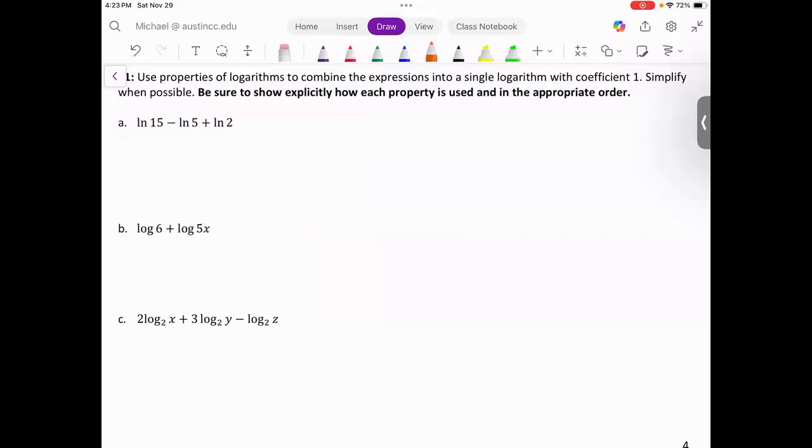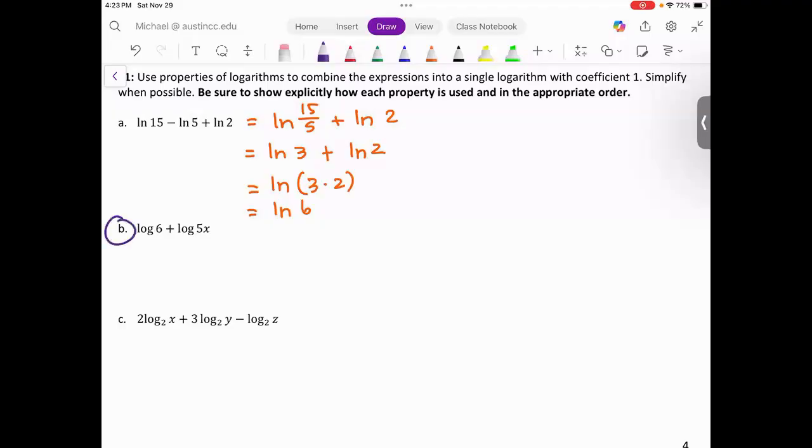So we have natural log of 15 minus natural log of 5 plus natural log of 2. So to combine those first two, we use the quotient property, and it's going to be natural log of 15 over 5. We can simplify that. 15 divided by 5 is 3. Oh, forgot the 2 over there. Plus natural log of 2. Now we can use that product property to combine those two, and we get natural log of 6.